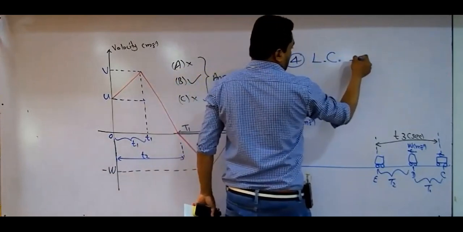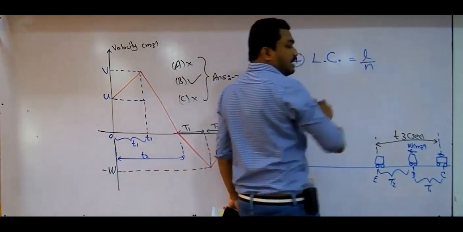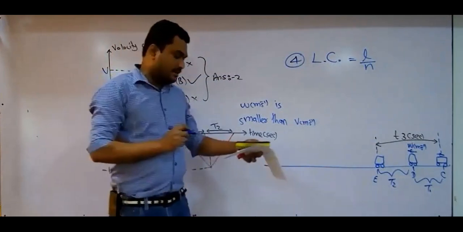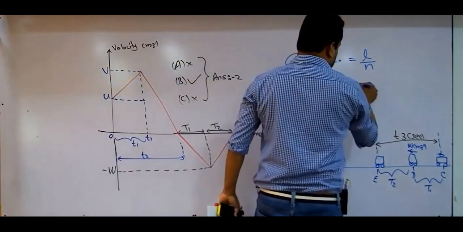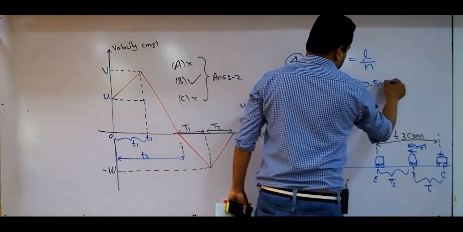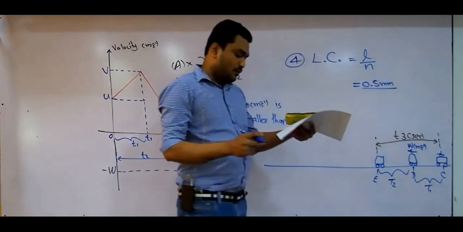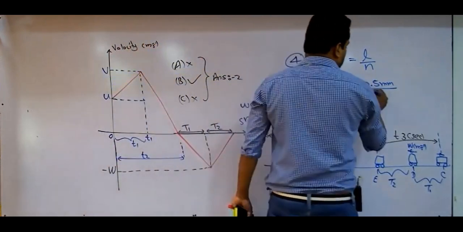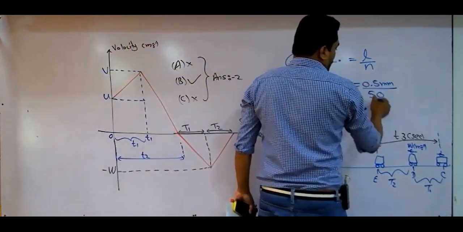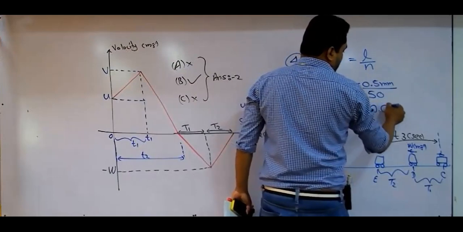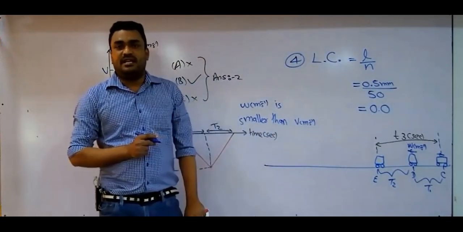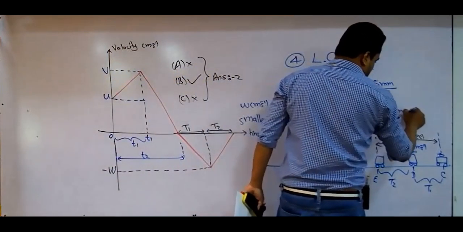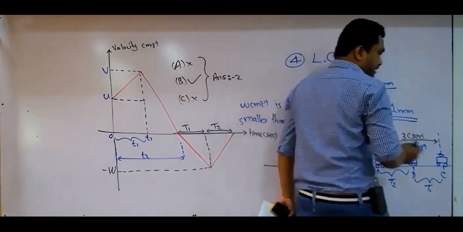Least count equals length of a main scale division divided by number of divisions on the vernier scale. Length of a main scale division is given as 0.5 millimeter and the number of vernier scale divisions is given as 50 vernier parts. 0.5 divided by 50 is 0.01. So 0.01 millimeter is the least count. That's it.